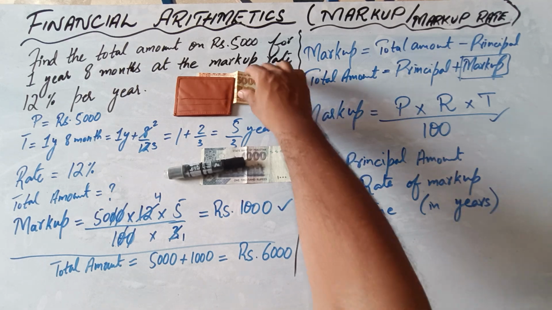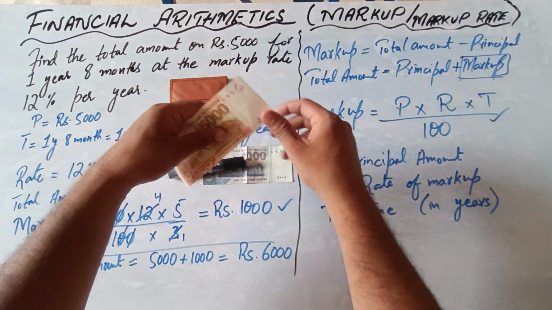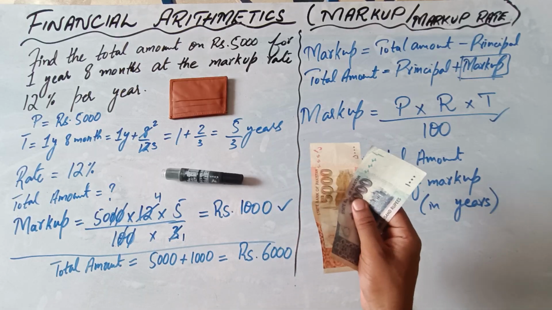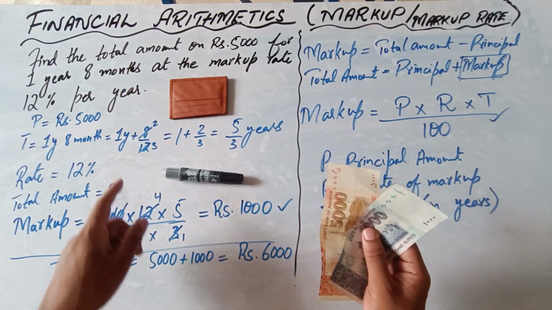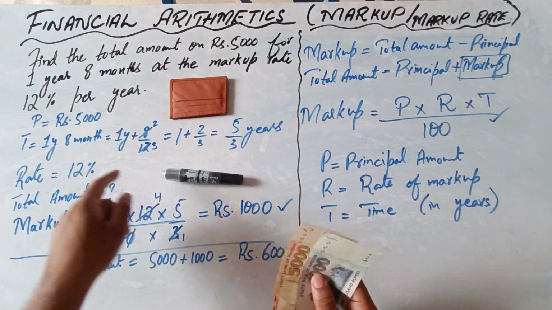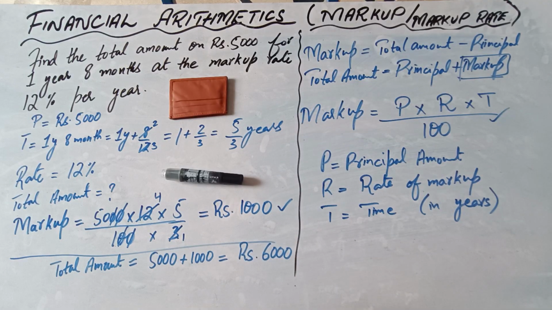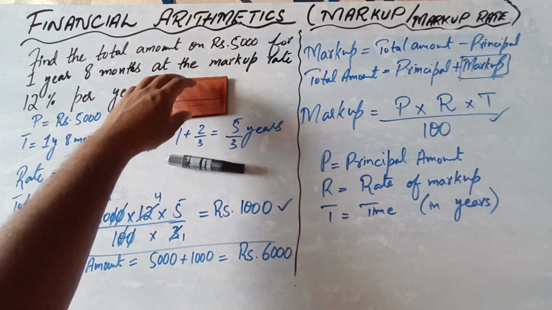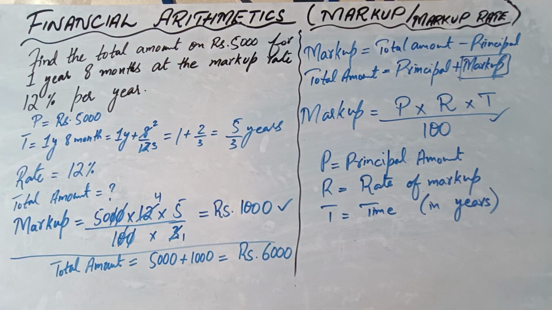So as you can see, here we go for 5,000, and this is 1,000. So after 1 year and 8 months at this rate, we will get 6,000 rupees. So this is how we can calculate markup and the total amount. We can apply these formulas in our real lives, as I have applied in front of you physically by using physical currency.